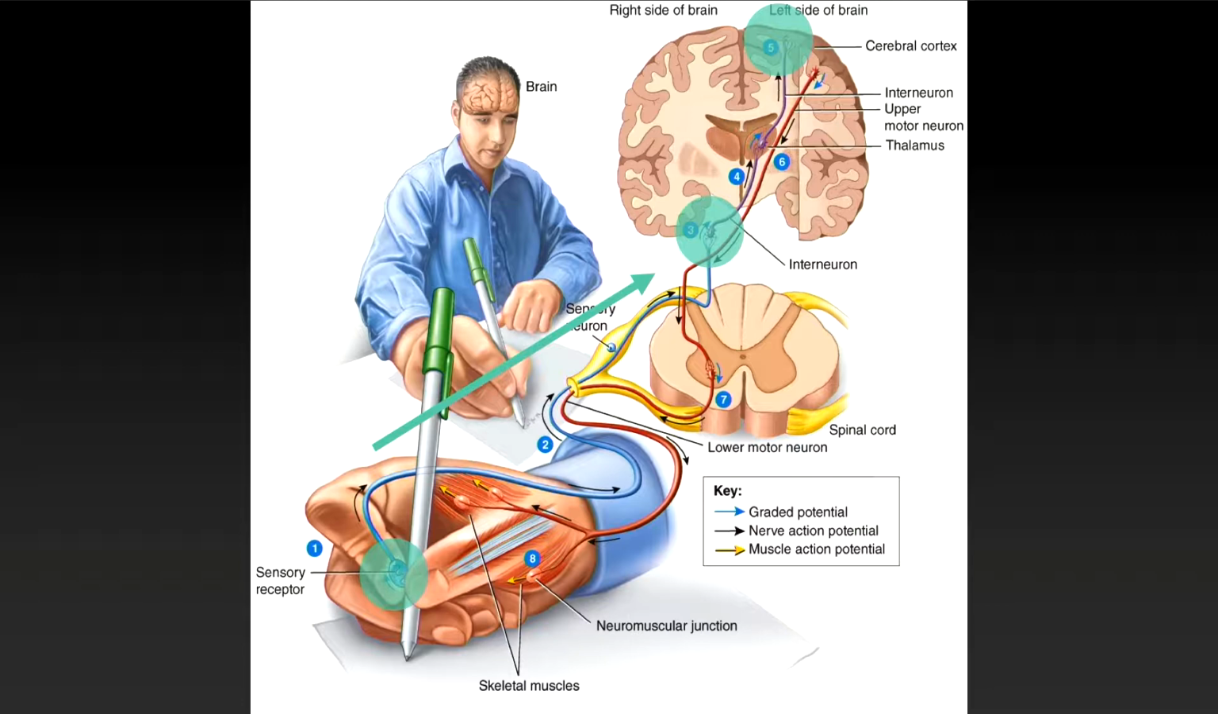Only when that cascade reaches the cortex am I aware that I'm holding onto this laser pointer? Or are you aware that you're touching a pencil or the keyboard? The potential generated in the touch receptors traveled all that way to your cortex. Now you're aware that this is happening.